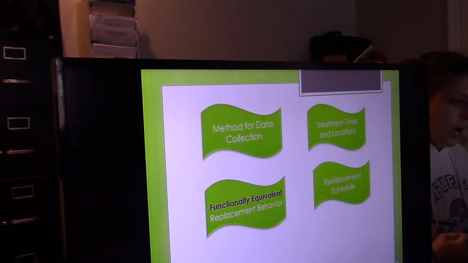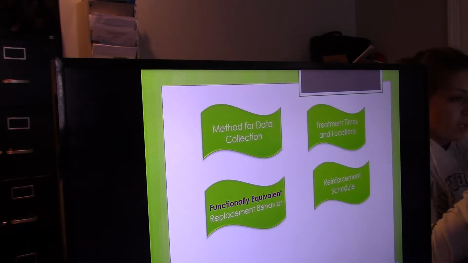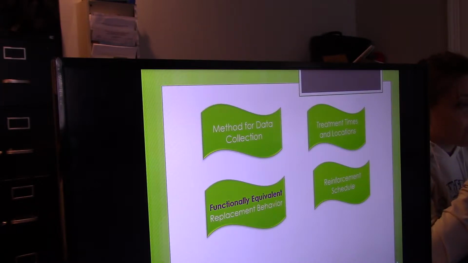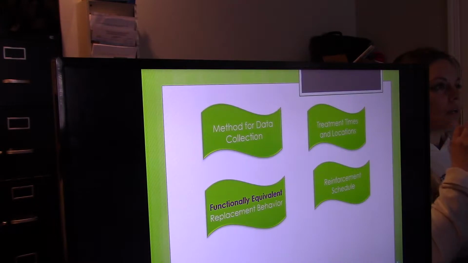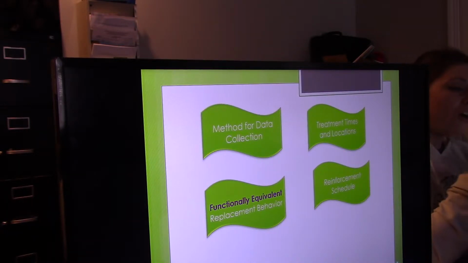Reinforcement schedule. So we have token boards for some of our kids. Some of them don't need token boards, but even if they have token boards, how often are you giving them a token, or under what conditions? The letters NCR are non-contingent reinforcement. So you want to reinforce all the time if they're not doing that behavior, right? It's non-contingent. Any time of the day they want attention, that's great.